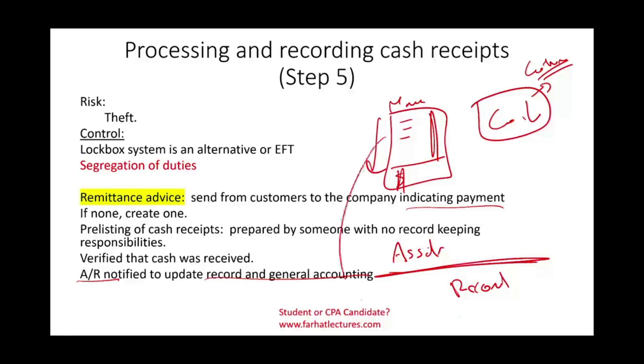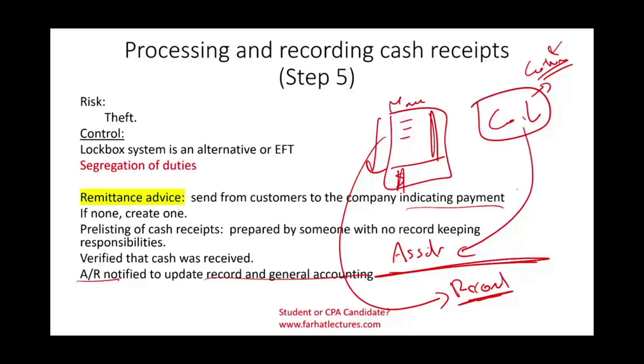So if we have the names of the people that pay, that's fine. And at some point we might also have access to the cash, but we cannot change the record. So if we have access to the record, we should not have access to the cash. People that have access to the cash should not be able to change the record. Someone else should change the record.